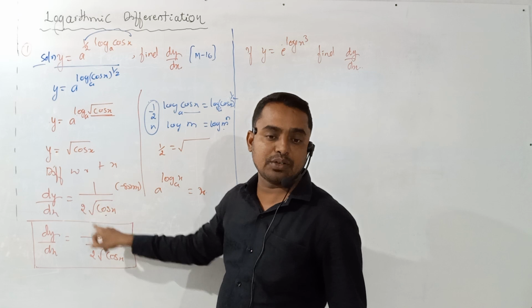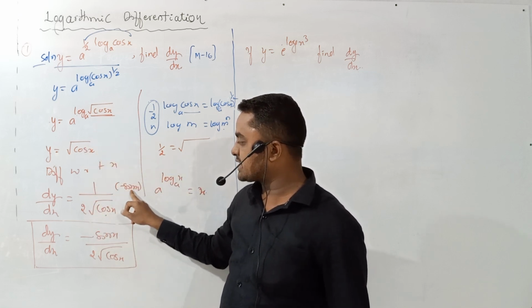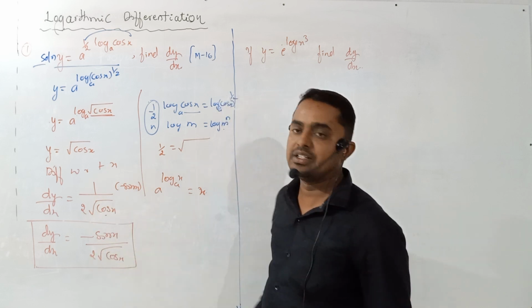Then differentiate. dy by dx is 1 by 2 root cos x. The derivative of root x is 1 by 2 root x. Instead of x, we have cos x here. The derivative of cos x is minus sin x. So 1 into minus sin x divided by 2 root cos x is the final answer.